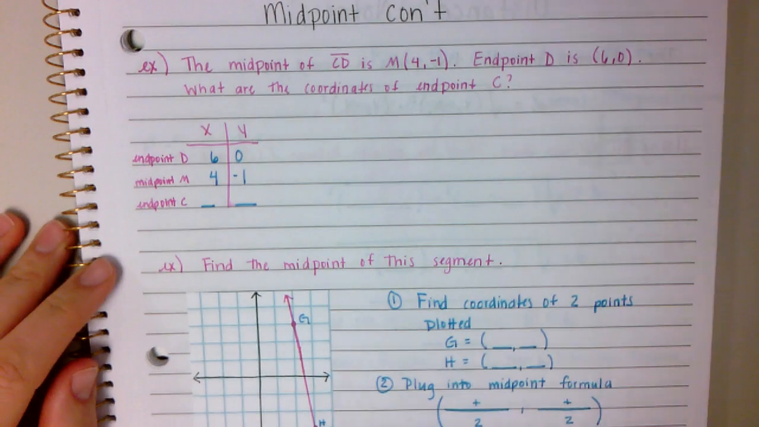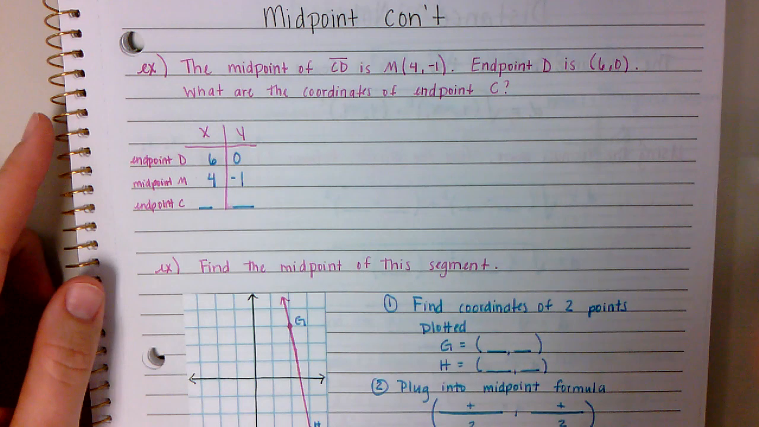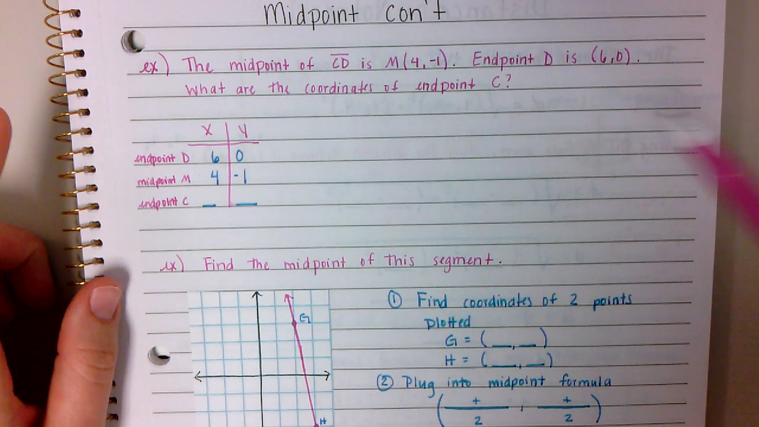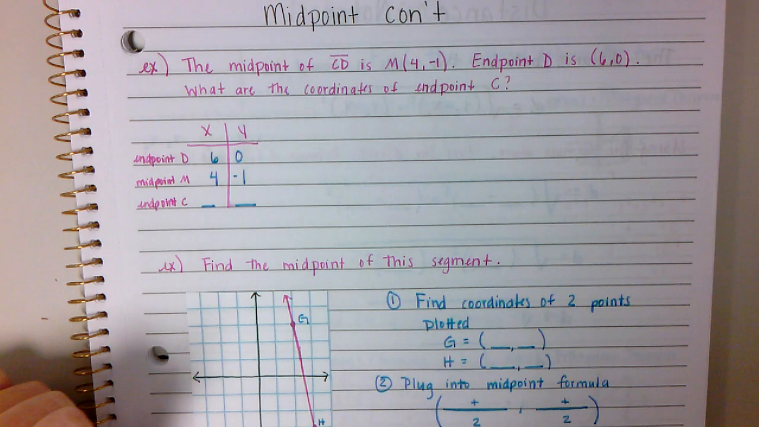So now let's do some examples. There are 3 examples on this next page of notes. Together we're going to do the first one. The midpoint of this line segment, CD, is 4, -1. And one of the endpoints is 6, 0. So what's the other endpoint?